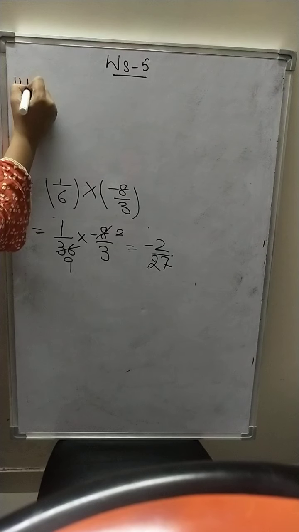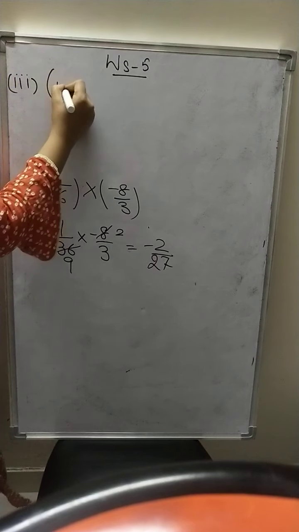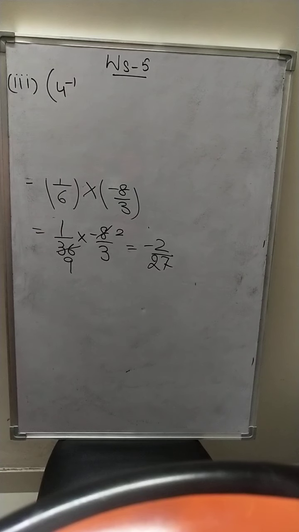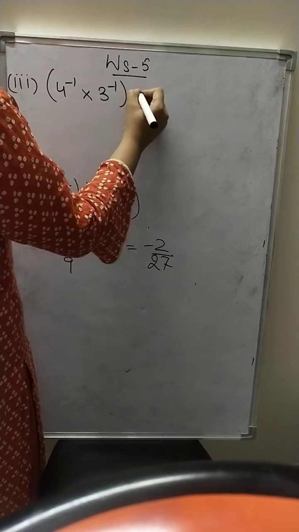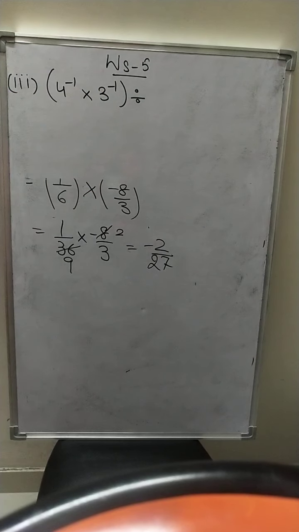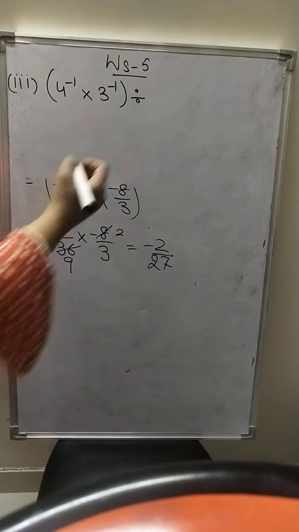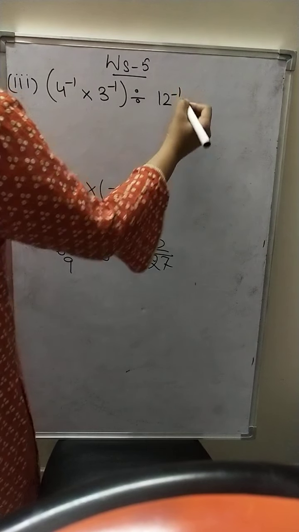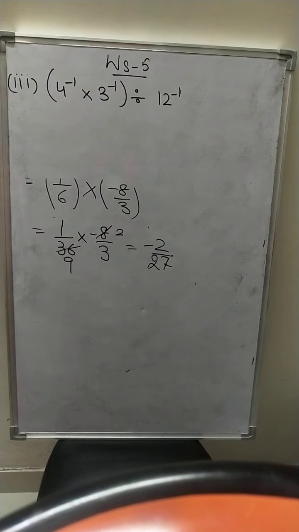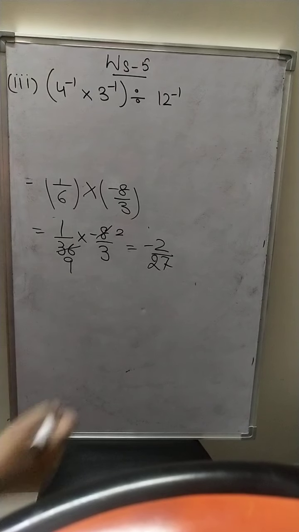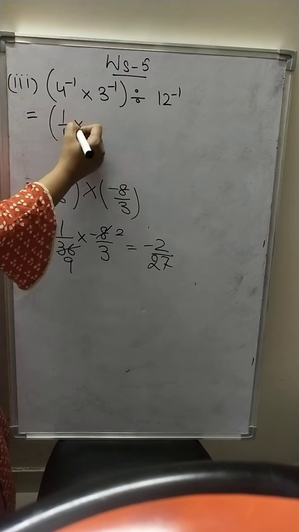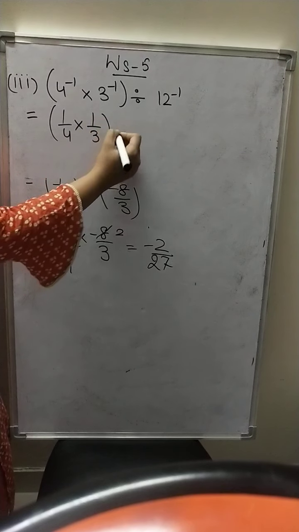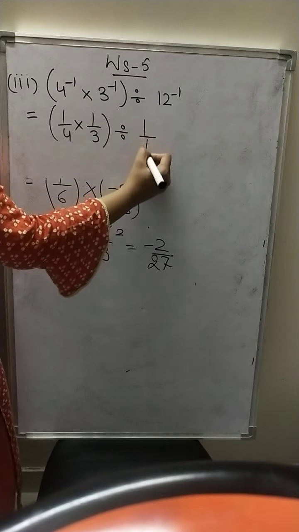Third part. 4 raised to the power minus 1 into 3 raised to the power minus 1, divided by 12 raised to the power minus 1. Alright. So we don't have a power here outside, so it is a very simple question. 1 upon 4 will become into 1 upon 3. That is to be divided by 1 upon 12.